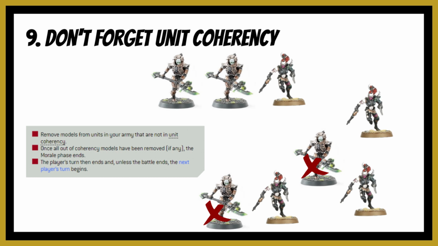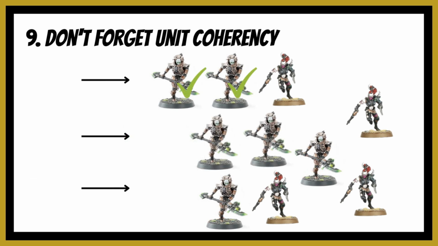So you just got to make sure when you're removing models that you've still got that unit coherency, and you definitely got to be keeping your eye out if you've got units of 6 or more, because you need to be in unit coherency of 2 models per model. Now admittedly I've made this mistake in the past with some Canoptic Wraiths. I've piled them into different areas trying to be clever, and I've lost unit coherency, and I've literally lost a couple of Canoptic Wraiths in my own morale phase, so it's quite easy to do in the heat of battle.